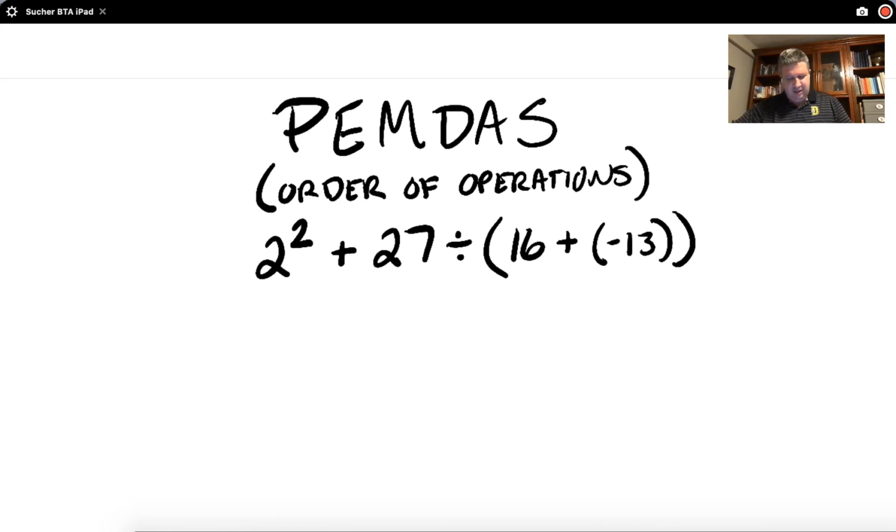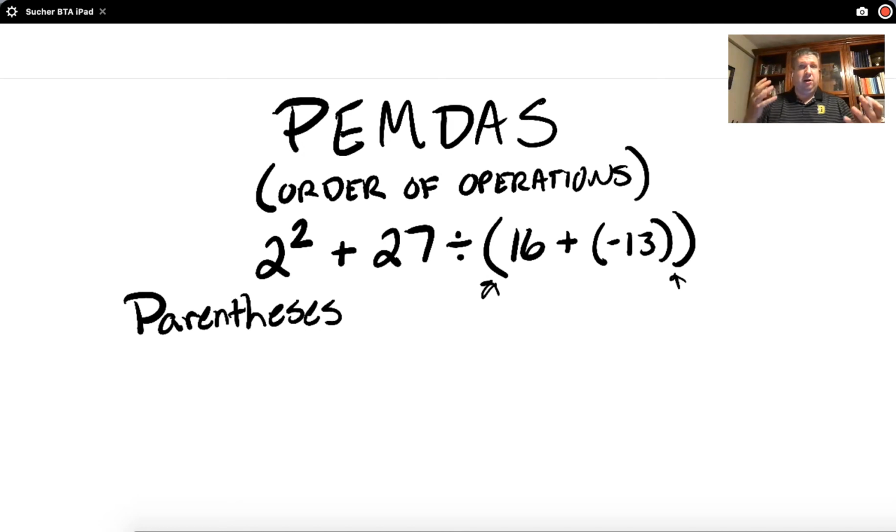So PEMDAS is 6 words put together. So the P in PEMDAS is for parentheses. The reason that we use these parentheses in mathematical expressions is to group things into a particular part of the order of operations. So you can think of our parentheses here around 16 plus negative 13. Those are kind of locked in their own little bubble from the 2 squared plus 27. So we'll take care of everything that's in those parentheses as its own individual little unit.